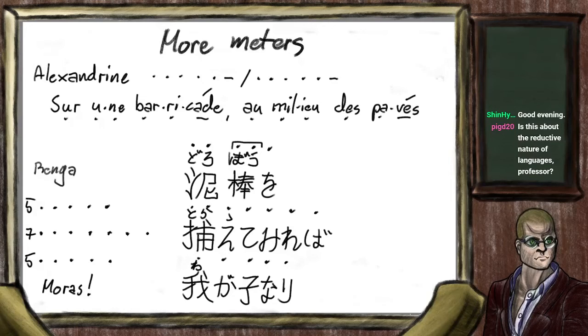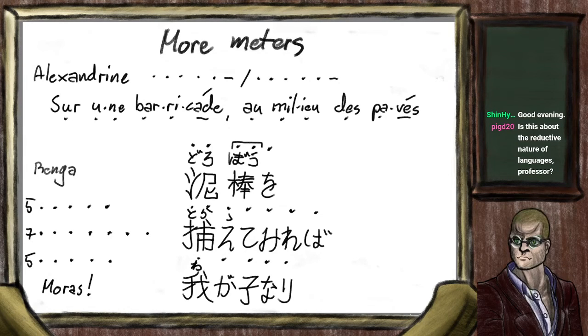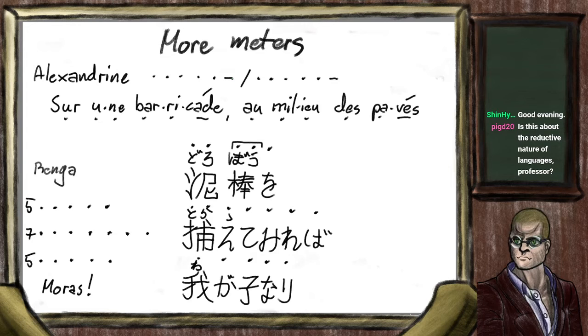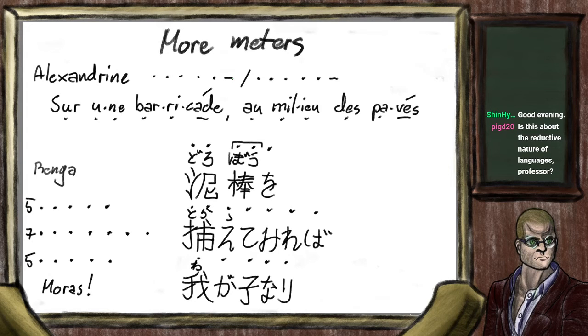And then some more exotic meters. The first one is the Alexandrine. This is something that is used in modern French, and it has 5 lights and a heavy. So ta ta ta ta ta tan, ta ta ta ta ta tan. This is something that you have to use at the more of a sentence length.